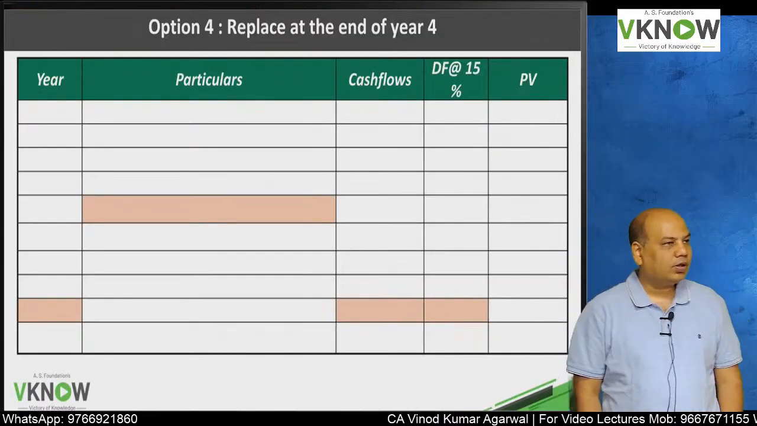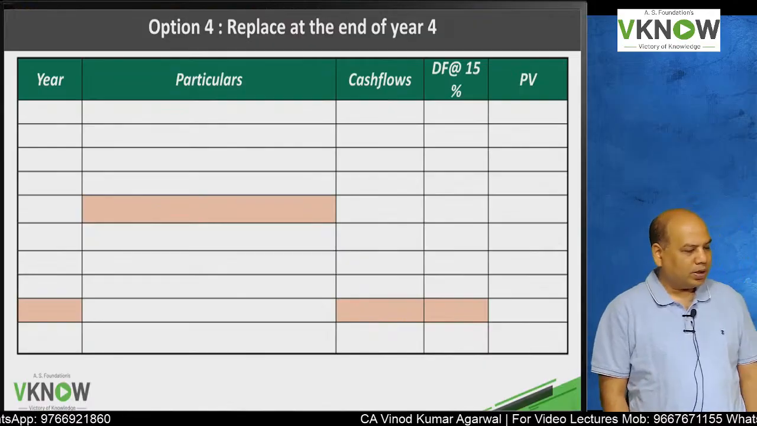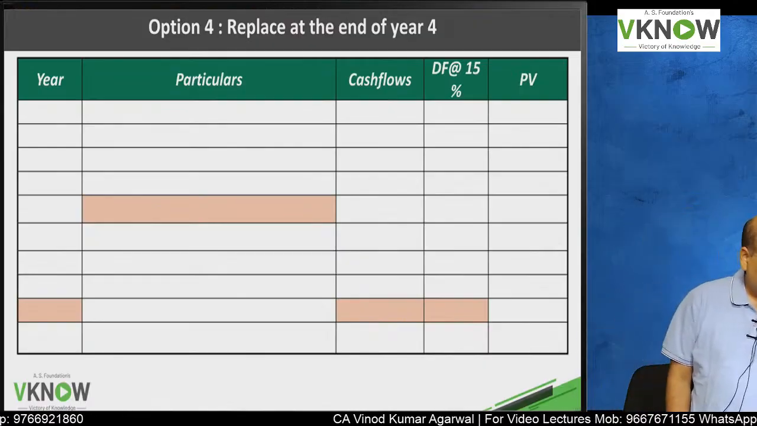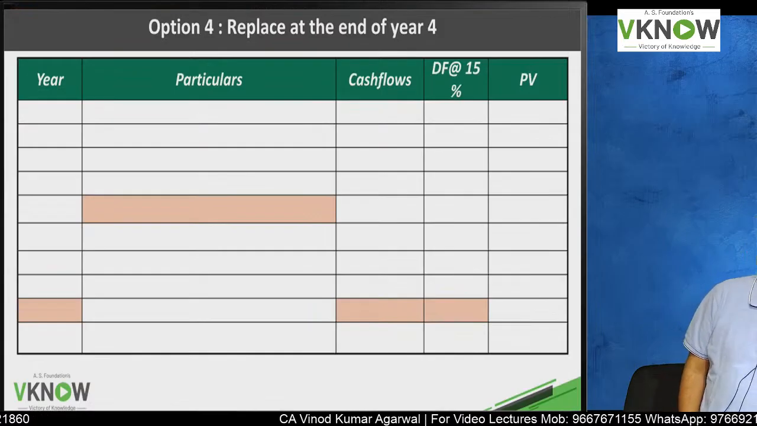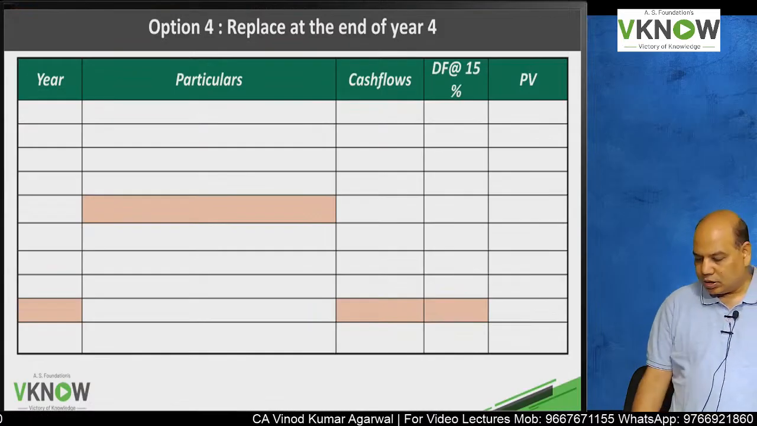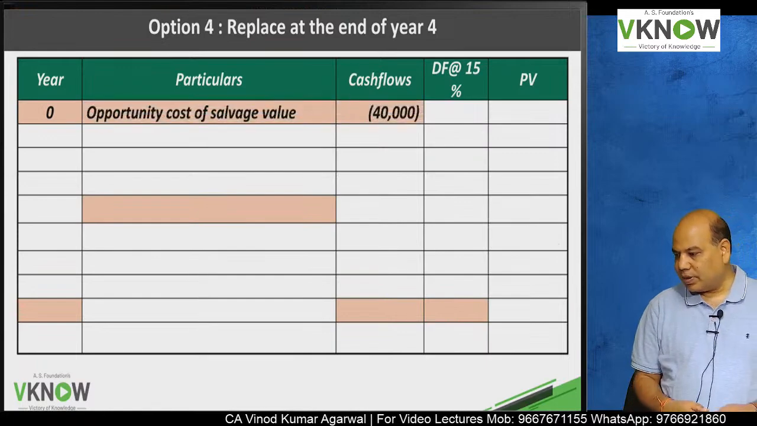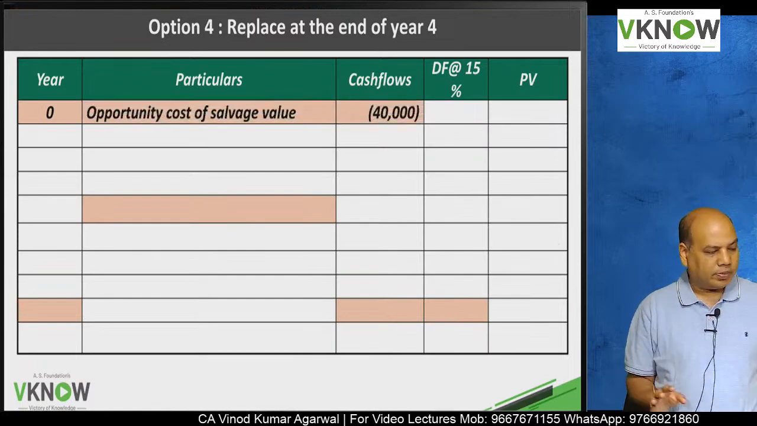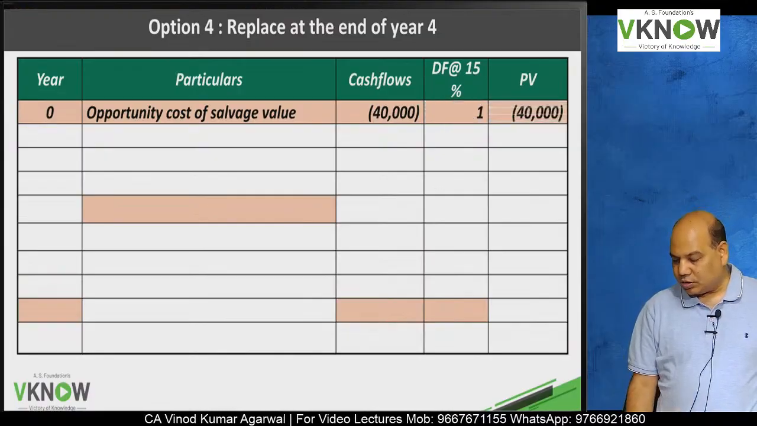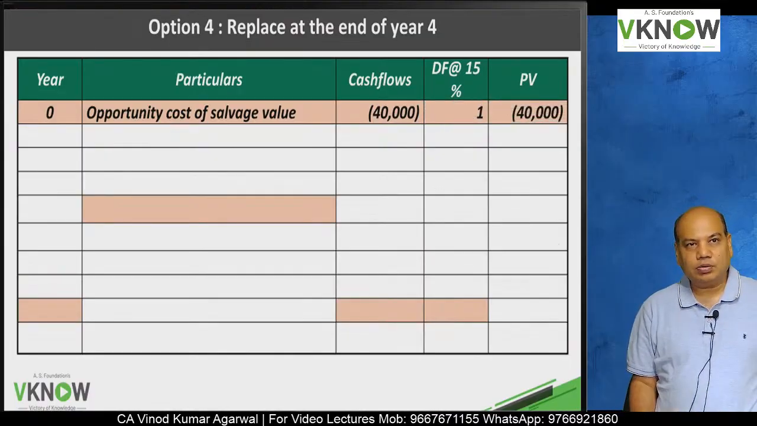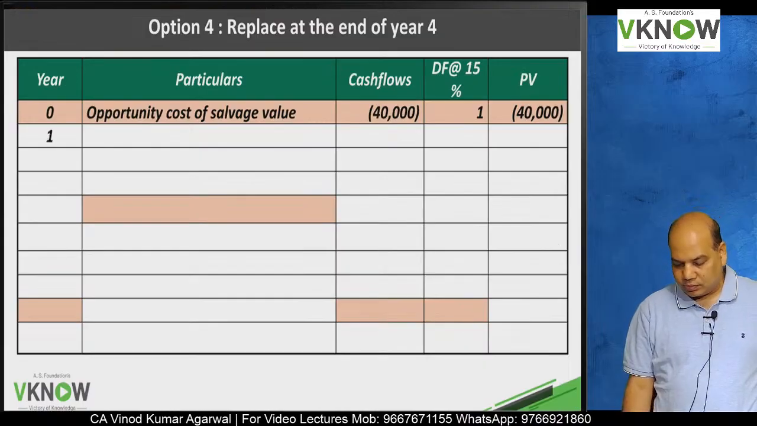Replace at the end of year 4. Under that write down the format first. Draw the format first. Year 0, opportunity cost of salvage value 40,000.